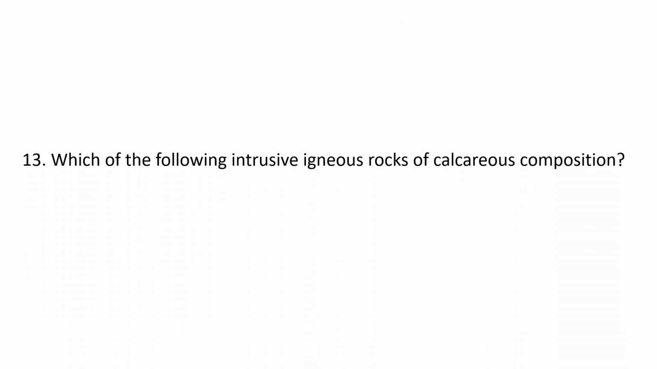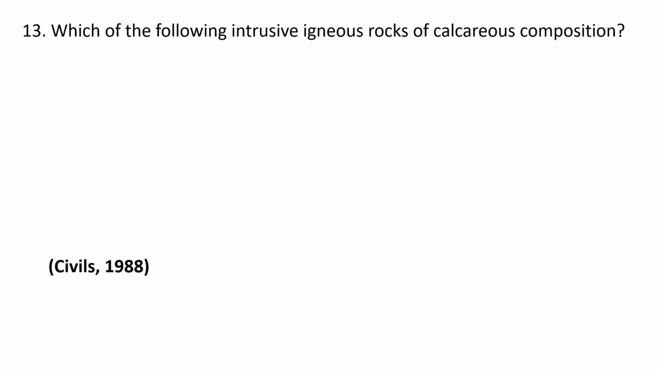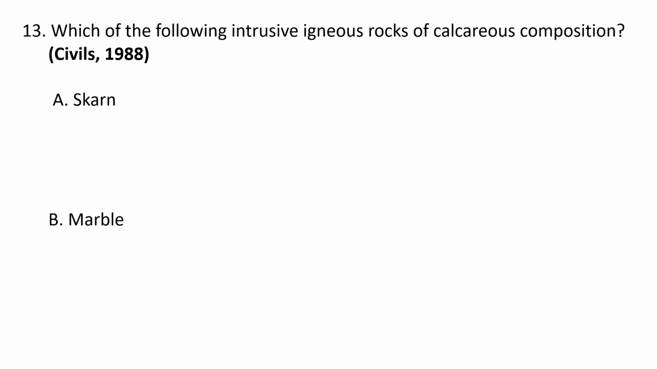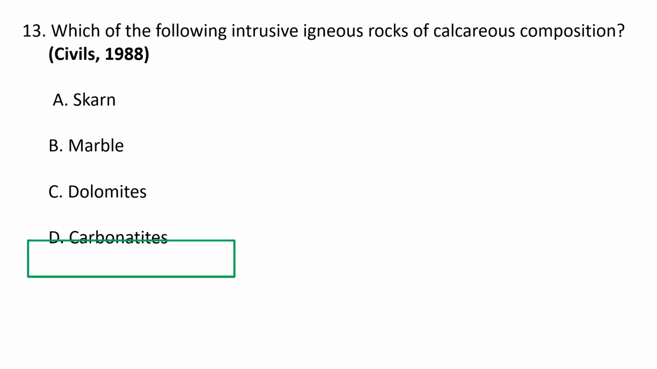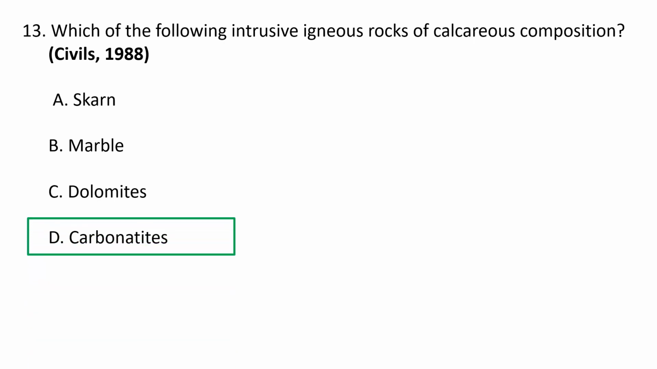Next question. Which of the following is an intrusive igneous rock of calcareous composition? All these questions were asked in Civil Services Prelims 1988. So A, skarn, B, marble, C, dolomite, and D, carbonatite. Obviously, D, carbonatite is the correct answer.